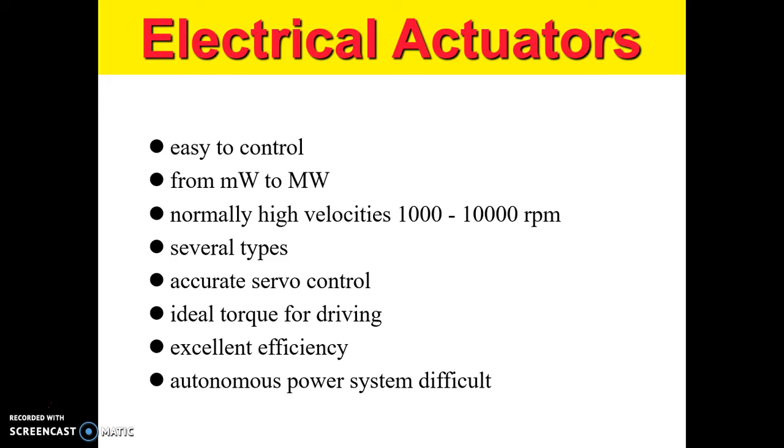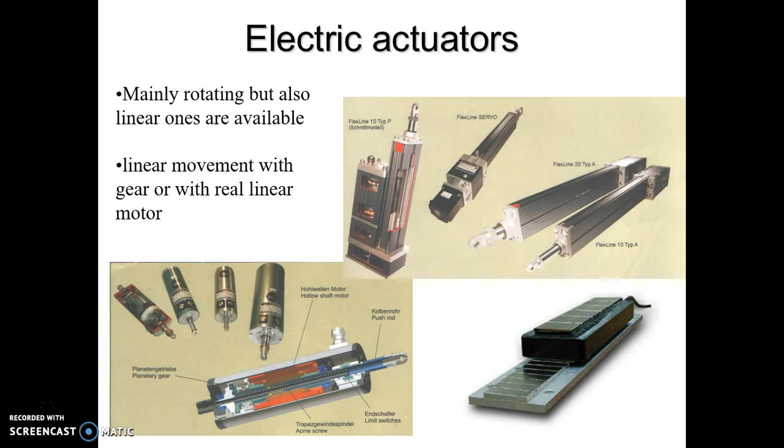Robustness. Electric actuators are easy to control. Power from milliwatt to megawatt is produced. Normally high velocities, 1000 to 10,000 rpm. Several types of electric actuators actuate the servo controls. Ideal torque for driving, excellent efficiency of electrical actuators, but an autonomous power system is required, or it is difficult in electric actuators.